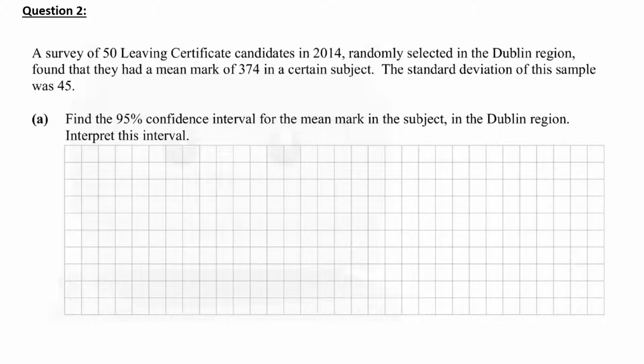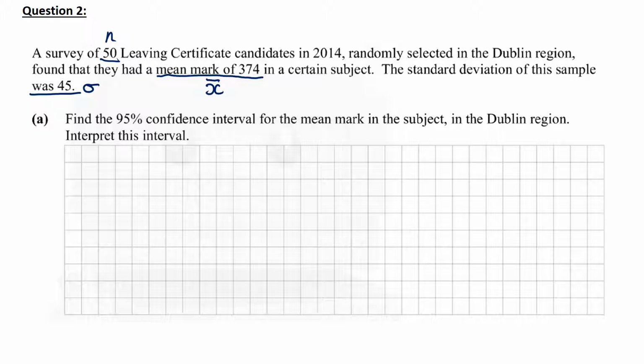So question 2 then, a survey of 50 Leaving Cert candidates. Now, as soon as you see a number given, like 50 Leaving Cert candidates, 100 shoppers, we should be straight away thinking, okay, we're being asked to deal with a sample here. We're not dealing with the population. So this 50 represents our N. They're randomly selected from the Dublin region, and it has a mean mark of 374. So again, this mean mark is X bar, and the standard deviation is 45. So that's just our sigma.